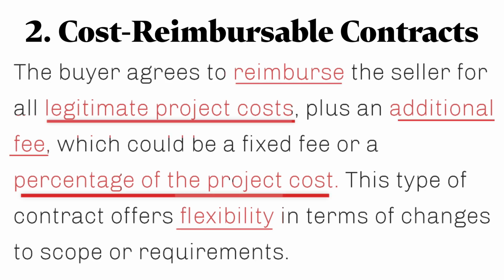Next, we have cost reimbursable contracts. Here, the buyer agrees to reimburse the seller for all legitimate project costs, plus an additional fee, which could be a fixed fee or a percentage of the project cost. This type of contract offers flexibility in terms of changes to scope or requirements.